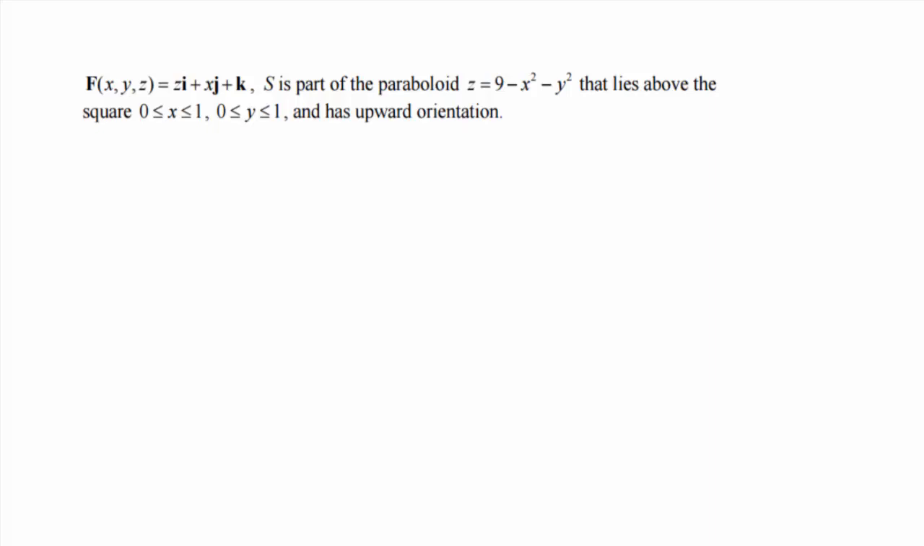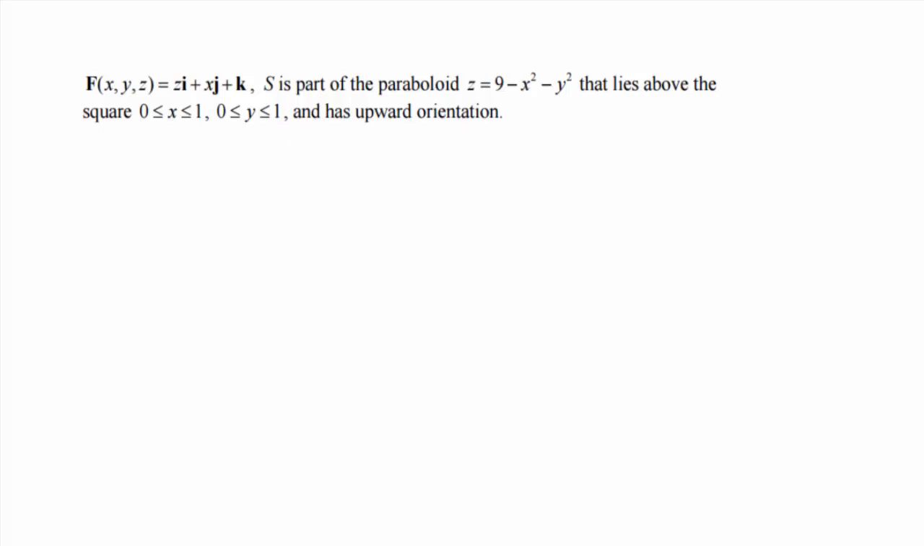So the directions say calculate flux, right? So F of x, y, z is equal to the vector field with components z, x, and 1. So the z component is actually 1, right? S is the part of the paraboloid z equals 9 minus x squared minus y squared that lies above the square. X goes from 0 to 1 and y goes from 0 to 1. That's actually good news there.